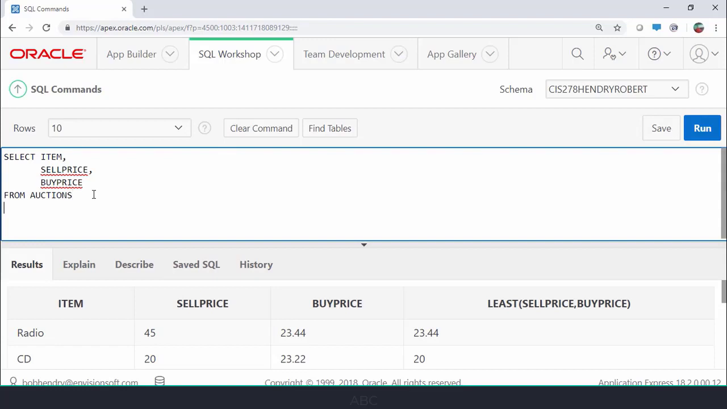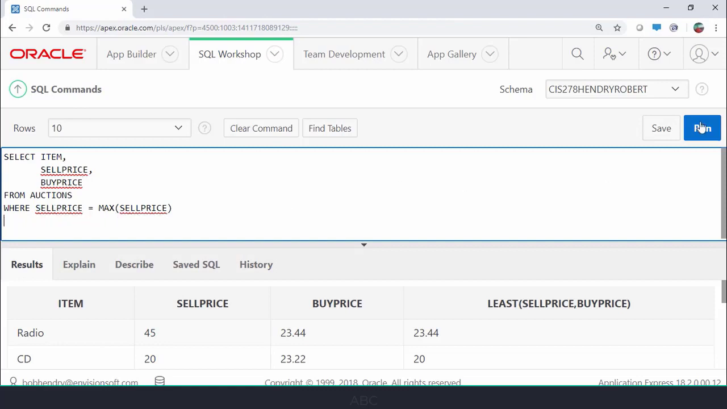We could say from auctions, and we could say where sell price equals max sell price. We want to do something like this. Remember, max sell price will return to us the largest sell price. So what we're doing here is we're saying show us the item, the sell price and the buy price, where the sell price is the largest.